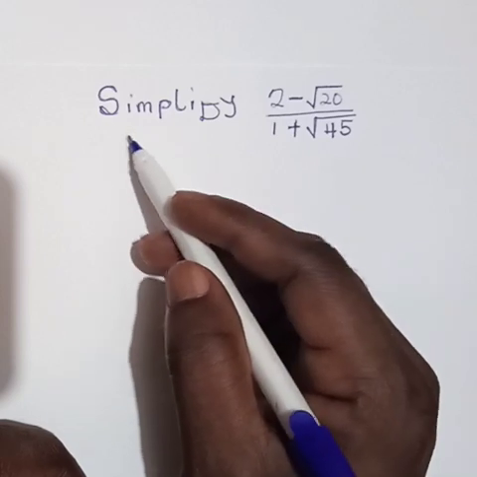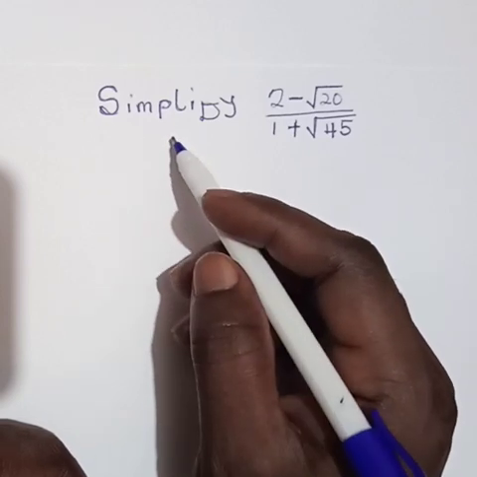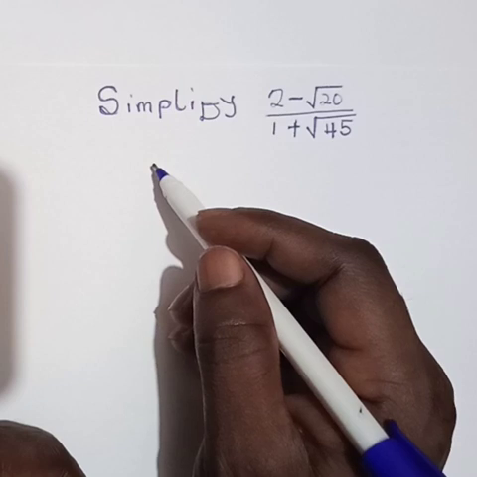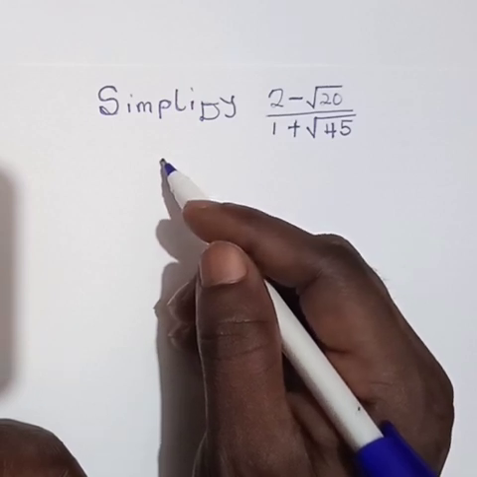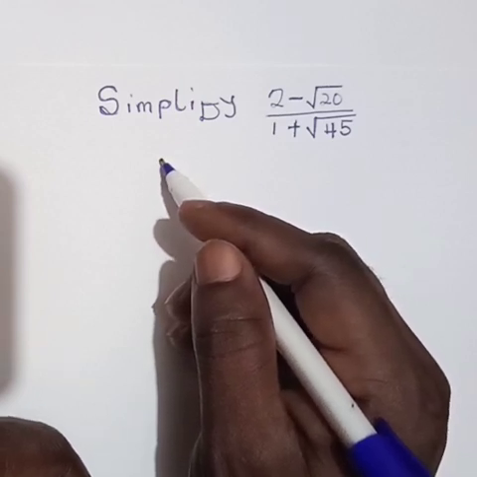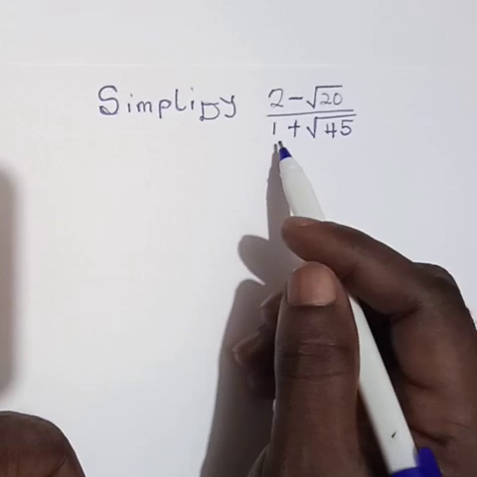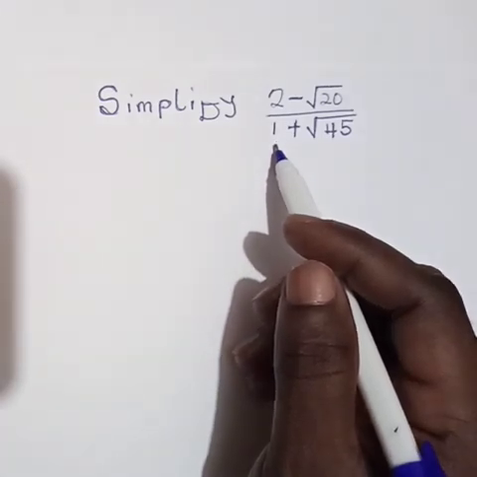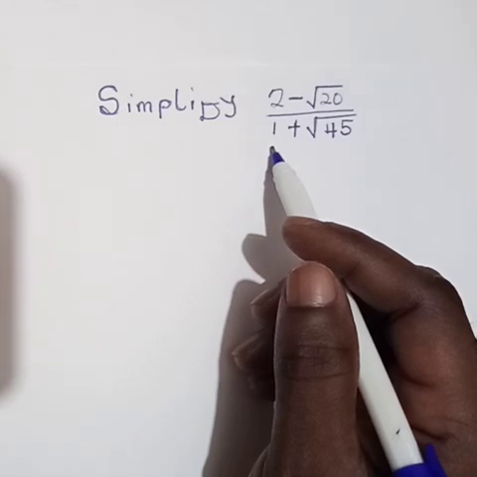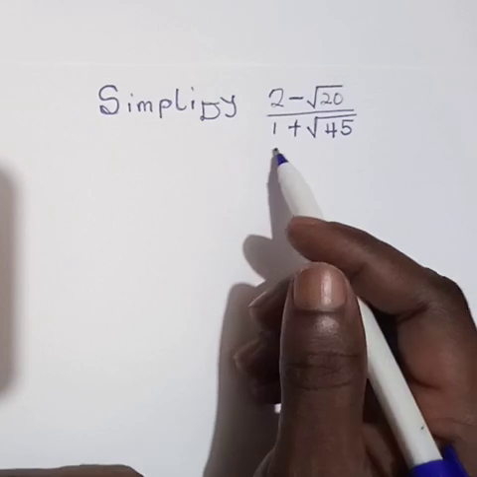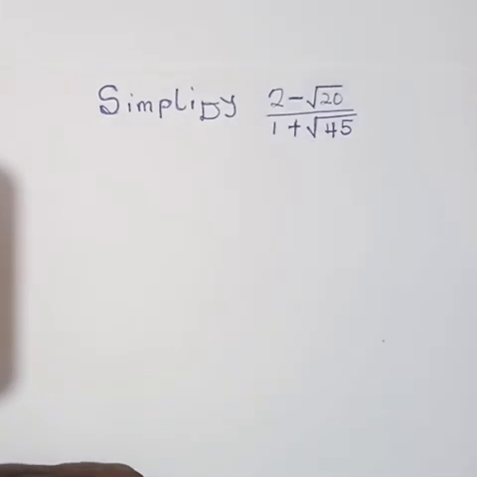We are asked to find this question. We are asked to simplify 2 minus square root of 20, all divided by 1 plus square root of 45. Looking at this question, this is one of the questions you will get in SET. So we are going to look at how we can solve this question.